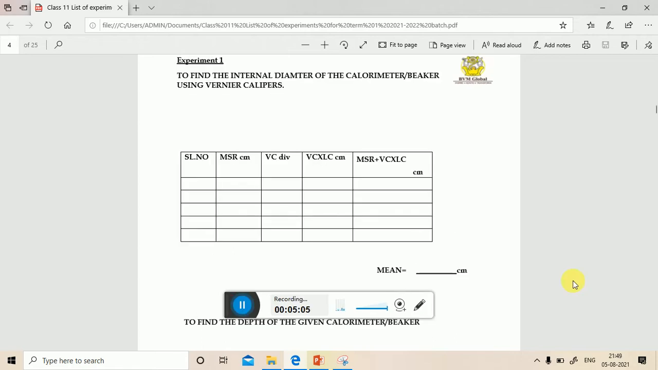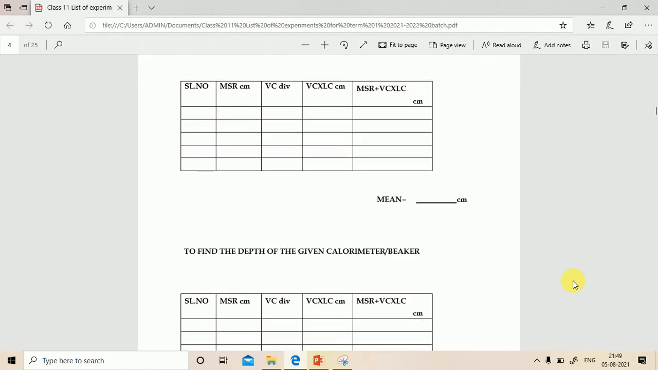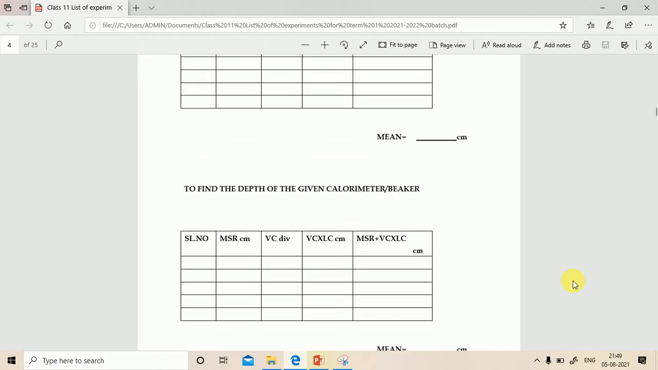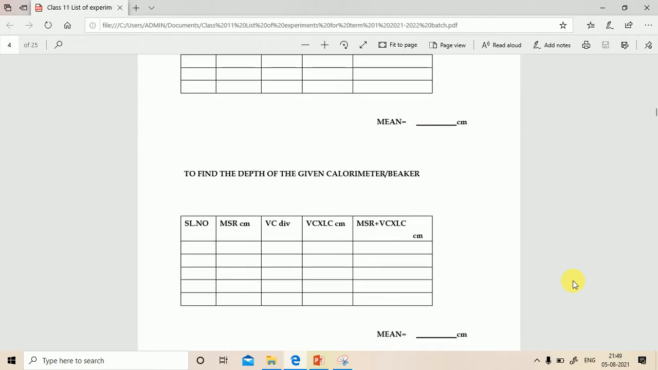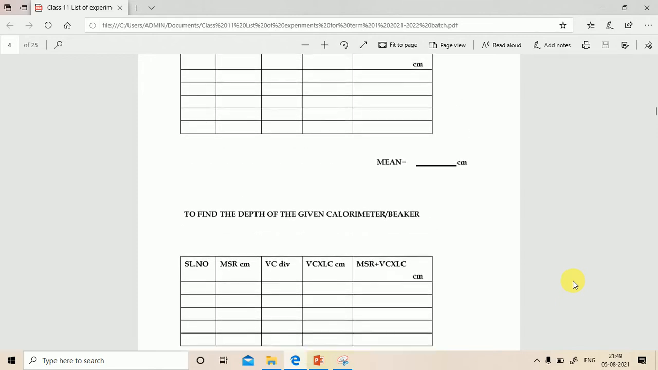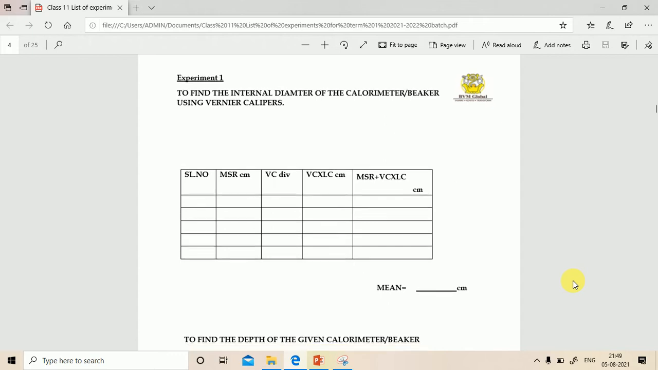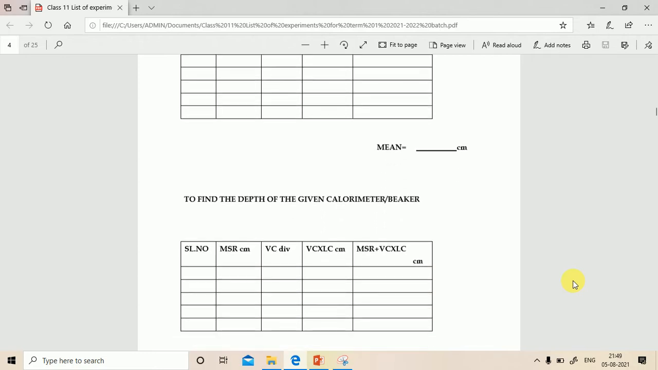This is the tabular form where we have to note down the readings of the given experiment. First one, to find the internal diameter of the calorimeter. This is the tabular form. And second one, to find the depth of the given calorimeter. So both have the same tabular form as we are using this Vernier calipers. What we are going to calculate should be mentioned clearly. For that sake, we are going to draw two tabular forms. One is for internal diameter and the other is for depth of the calorimeter.